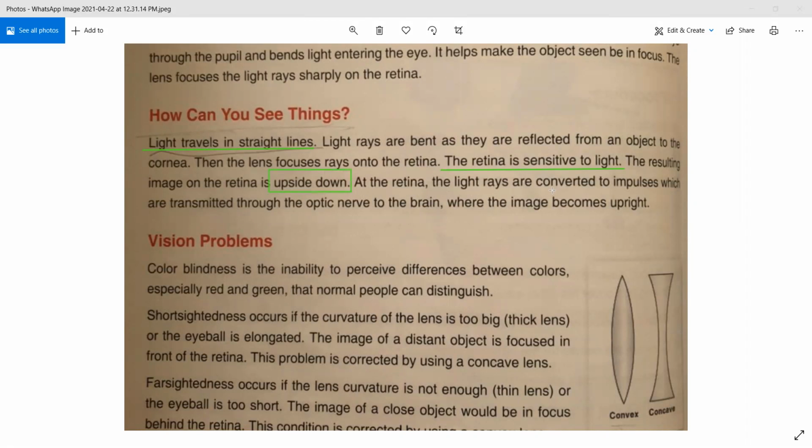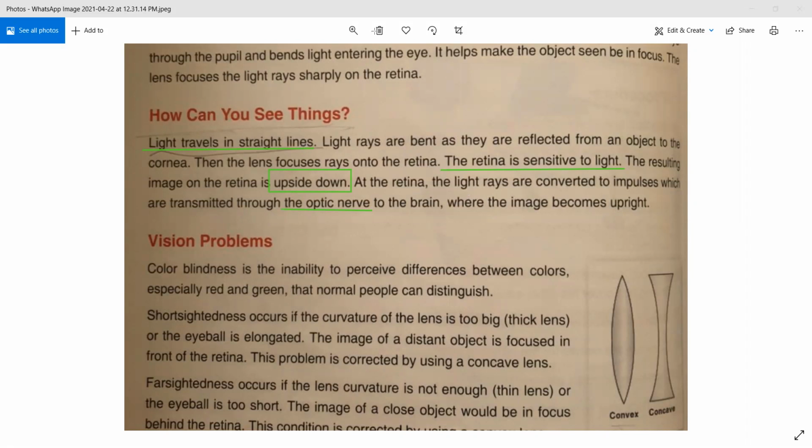At the retina, the light rays are converted to impulses which are transmitted through the optic nerve. So what transmits the impulses? The optic nerve, to the brain, where the image becomes upright.